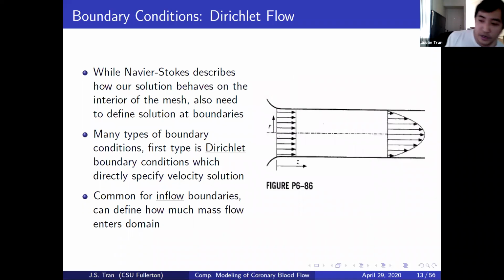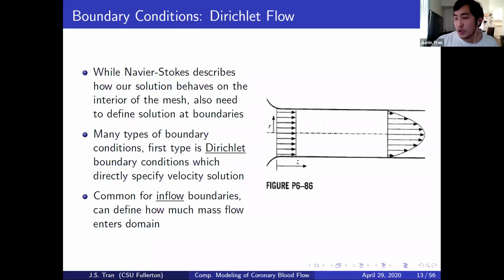Okay, so let's talk boundary conditions. Anytime you do any kind of simulation work, boundary conditions are extremely important. We know the Navier-Stokes describes how our solution behaves on the interior, but we also need to define how the solution behaves at the boundary. If you're in 417 and 410, you should be familiar with the term Dirichlet boundary. A Dirichlet boundary condition is a type of boundary condition where you directly specify your solution variable.